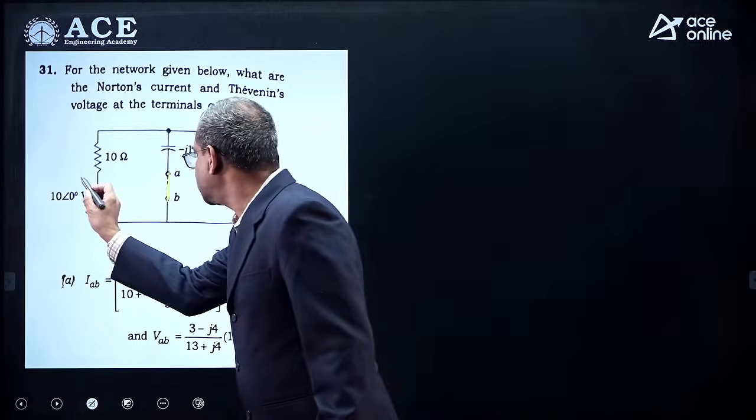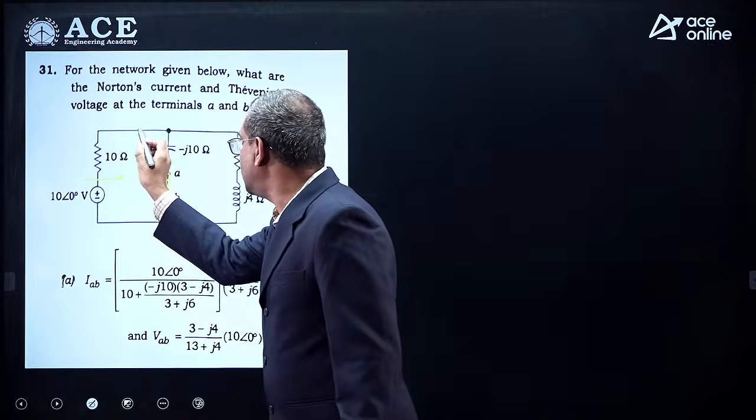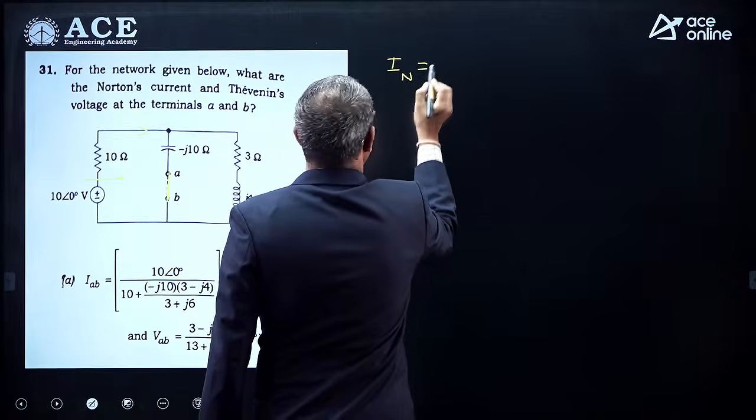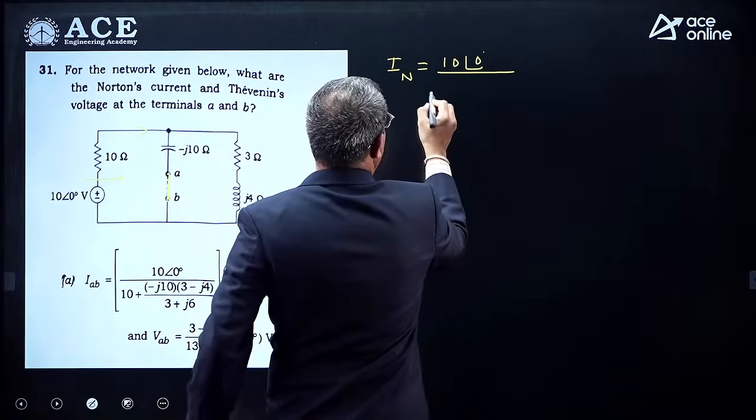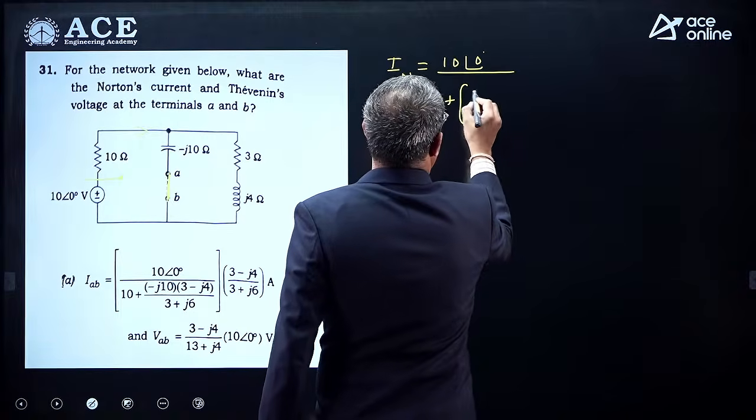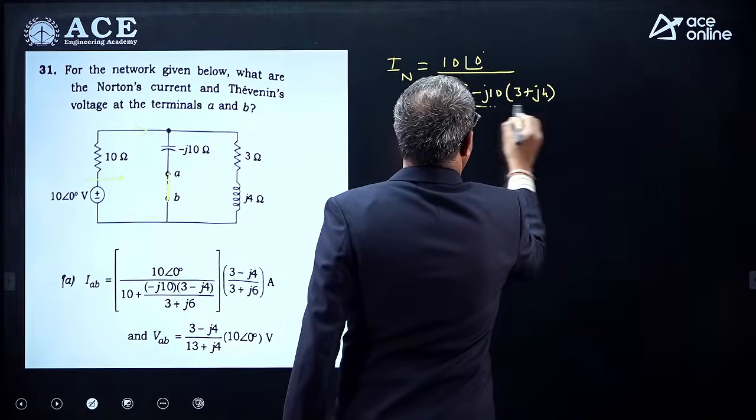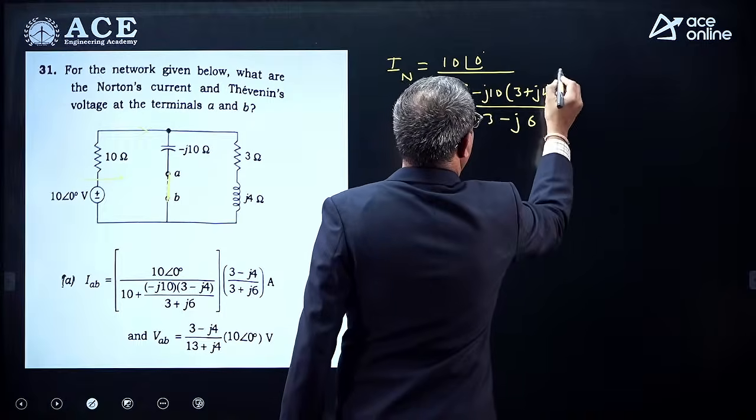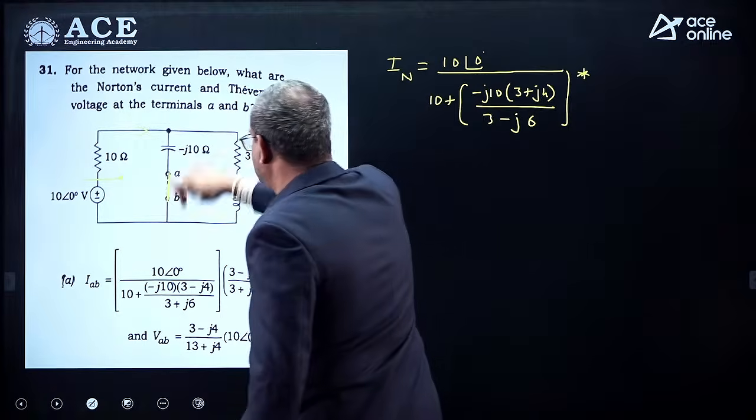So first I will find the total impedance; total current is total voltage by total impedance, and then apply the current division rule. The Norton current is by the current division rule: total voltage divided by total impedance, that is 10 plus these two in parallel, this into this, that is minus J10 into 3 plus J4, divided by this plus this, if you add, because they are in parallel, 3 minus J6. Now this is the total current, right? Into the current division rule, the branch current. Now this current is the Norton current.